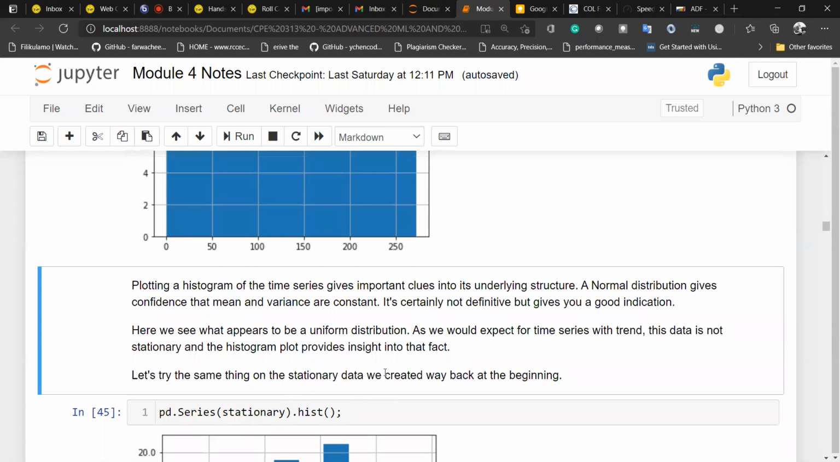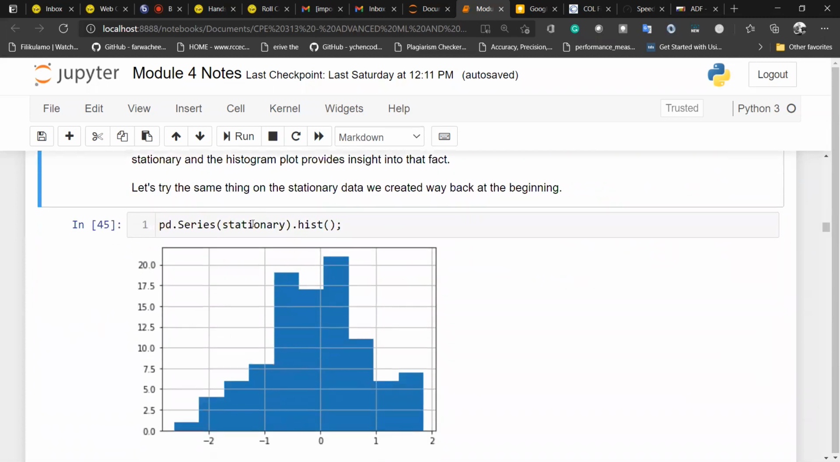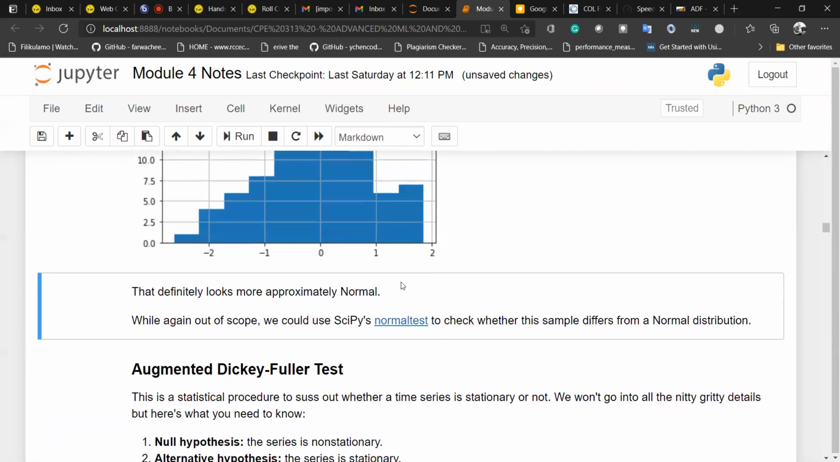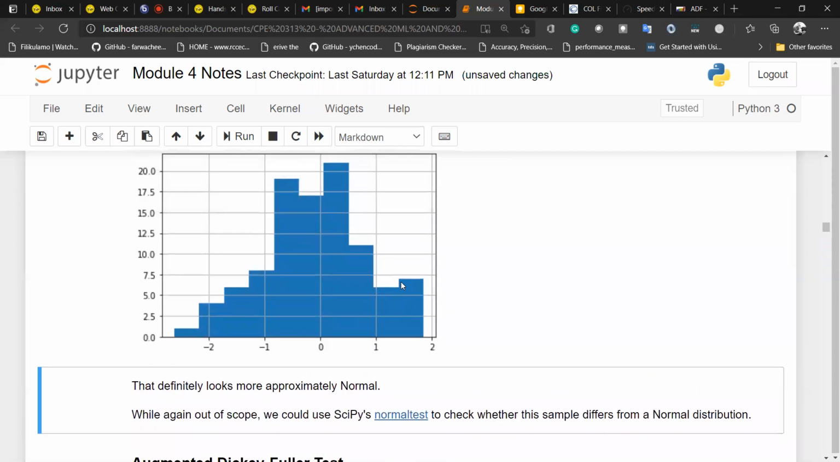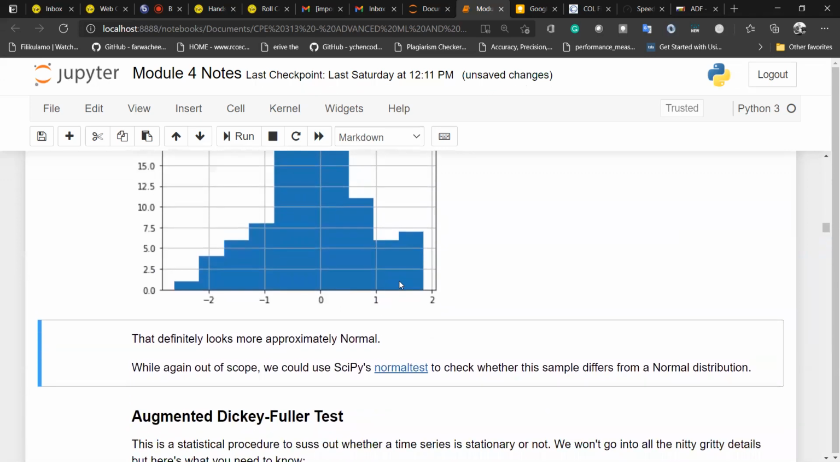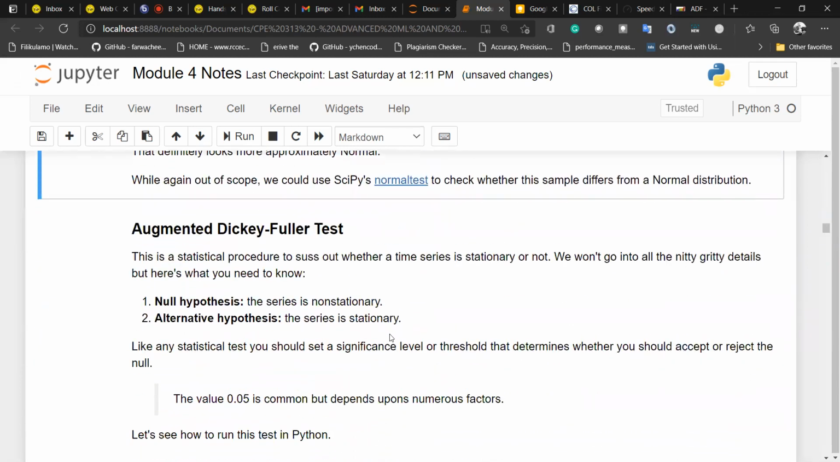And let's try the same thing on the stationary data. So stationary data naman gamit natin. Run natin siya. So this definitely looks more appropriately normal. Again, out of scope to. So if you want to learn more about the normal test, this is from Python's library. If you want to check whether this sample differs from a normal distribution, you can click this link to determine. So finally, the augmented Dickey-Fuller test.